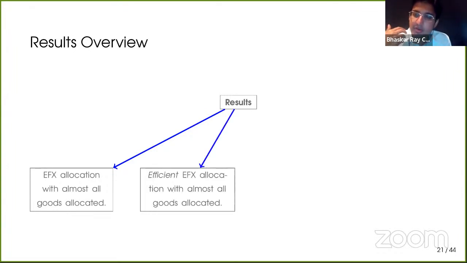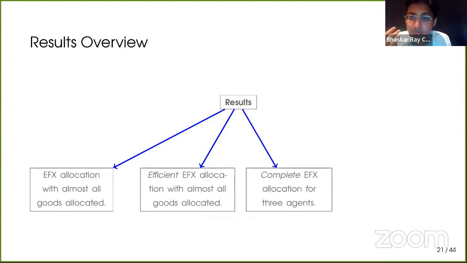Now, since our goal is to find fair and efficient allocations, I would show you how to get this guarantee with some efficiency guarantees also. Then I would show you that when there are only 3 agents, how we can get a complete allocation, meaning that there is no set of goods left unallocated.